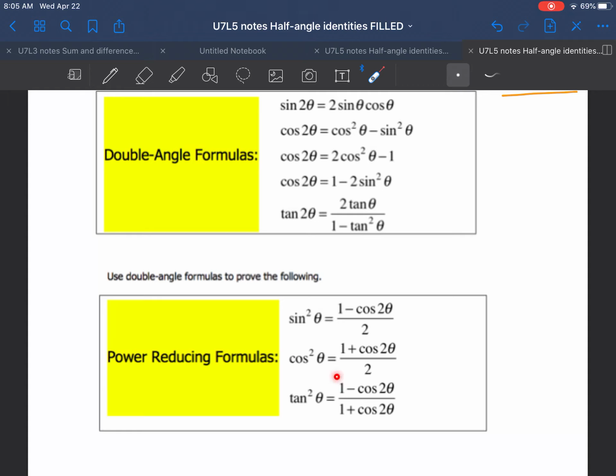So that's really how you prove this, right? The way you prove this is you take this identity for cosine 2 theta and you say, all right, I want to isolate this. So if I want to isolate this, I'm going to move the 1 over as a plus, right? That's the 1 plus cosine 2 theta. And then I'm going to divide by 2, all right? The tan squared one's a little bit trickier, right? So let's look at that actually.